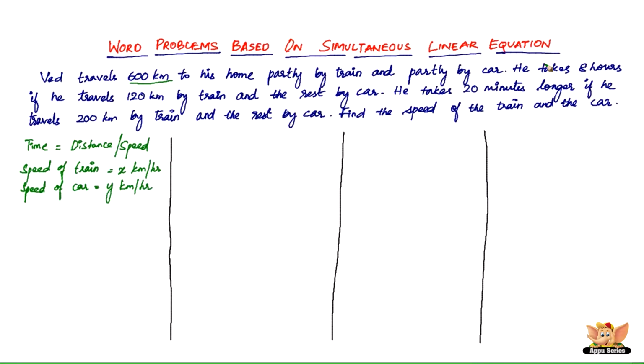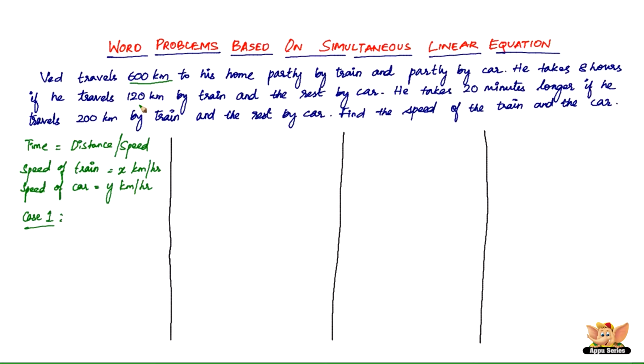So now there are two cases. The first one is, if he travels 120 kilometers by train and the rest by car, he takes 8 hours. But if he travels 200 kilometers by train, then the total thing changes, right? So let us take them one by one. The first is case 1. What is case 1? When he travels 120 kilometers by train and the rest by car.